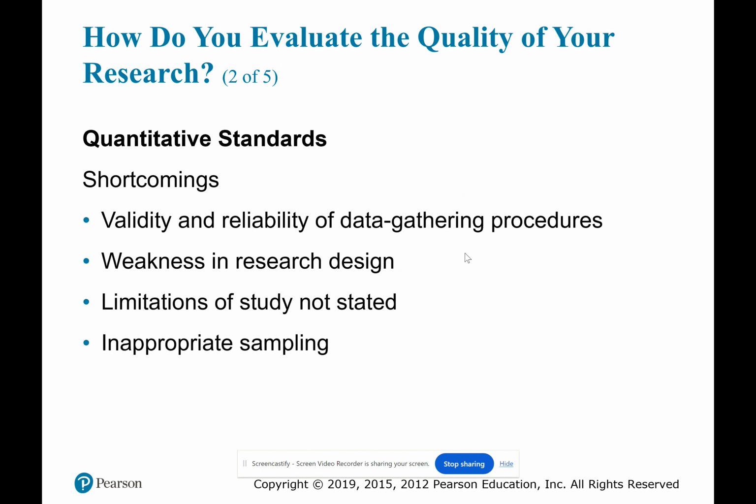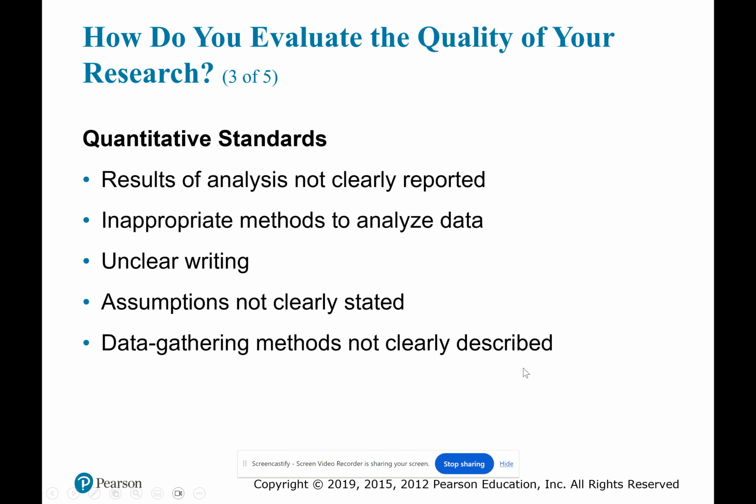So a study listed these items from 128 different educational quantitative articles for their shortcomings. So researchers did a study, and they looked at 128 different research articles, and they labeled all the shortcomings that they found, and then these were the top ones, okay? So the validity and reliability of data gathering procedures. So they saw discrepancies with that. There were weaknesses in the research design. There were limitations of study not stated, and inappropriate sampling. Okay, so all of those things are very important to have scholarly research.